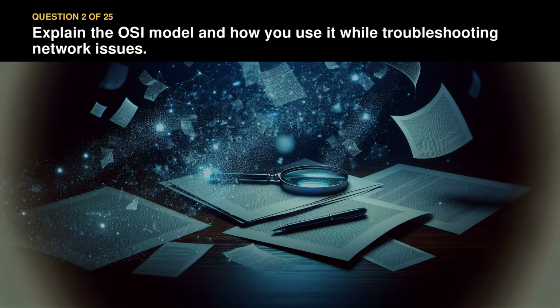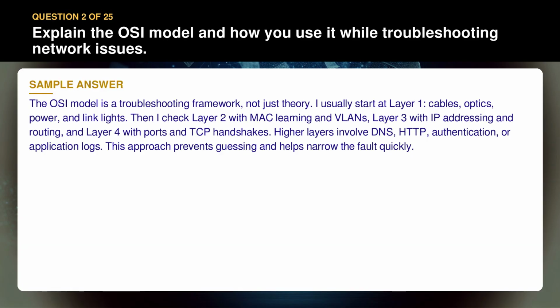Question 2. Explain the OSI model and how you use it while troubleshooting network issues. The OSI model is a troubleshooting framework, not just theory. I usually start at layer 1. Cables, optics, power, and link lights. Then I check layer 2 with MAC learning and VLANs.